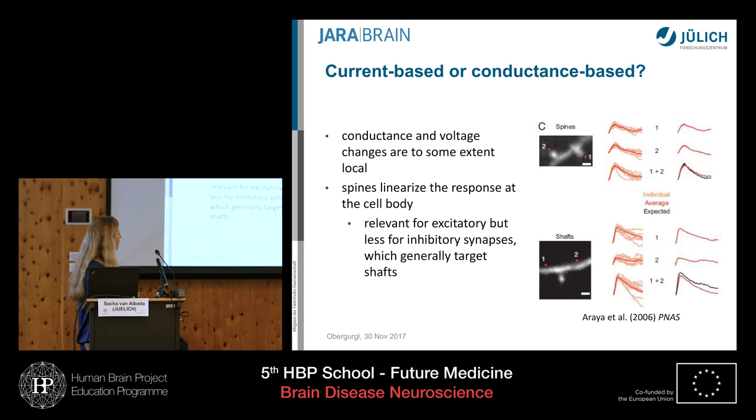But when excitatory inputs target the shafts, then you have more sublinear summation. So here's the linear prediction in this case. And the actual response when both are activated is below that. So in this case, there are conductance-based effects at the soma. And in the previous case, a current-based model would be appropriate. It's actually somewhere in between, and a point neuron model cannot capture both at the same time. And inhibitory synapses generally target shafts, so they would have more conductance-based effects than excitatory ones.